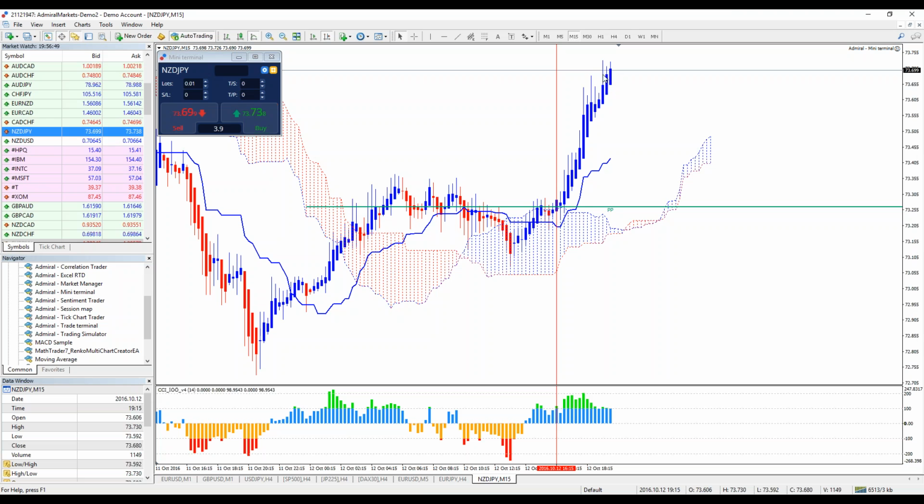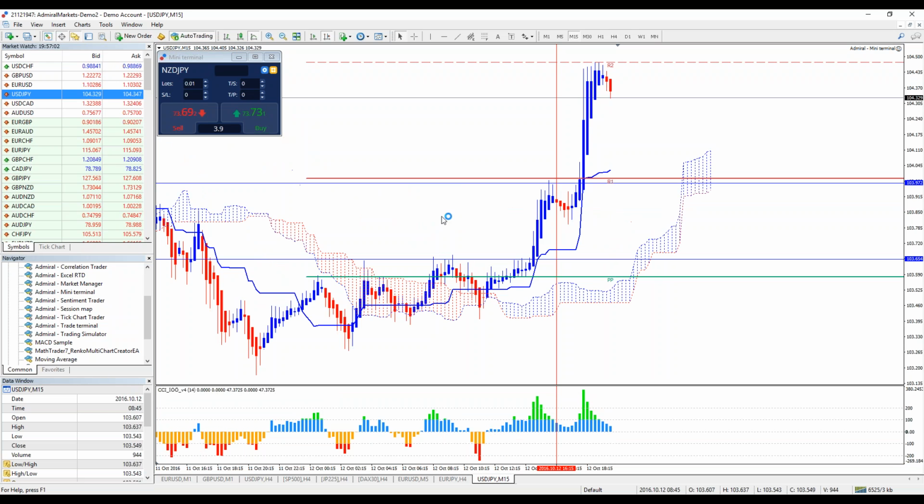But for these guys, just let me tell you this thing. Always scan for pairs that have these kinds of setups, like New Zealand yen or dollar yen. You see, the concept is the same.